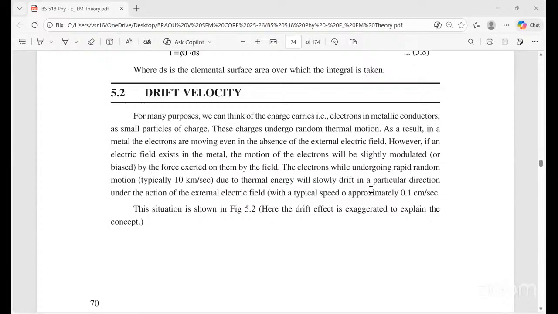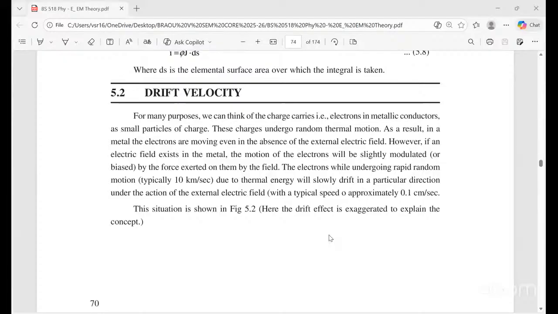Next is the drift velocity. So we think of the charge carriers, electrons in a metallic conductor, as small particles of charge. The charge carriers have random thermal motion. In a metal, the electrons are moving even in the absence of the external electric field E.